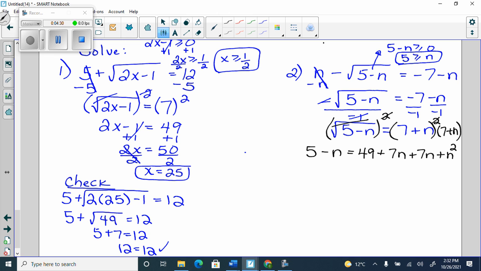When I have an n squared or an x squared or a square root of any sort, what do I have to do? Get everything equal to 0 every single time. We're using last units. So we are going to subtract the 5 and add the n. So I get 0 equals, and then we're going to go squareds first. So n squared. And then 7n plus 7n plus n is 15n. 49 minus 5 is plus 44, which actually factors.